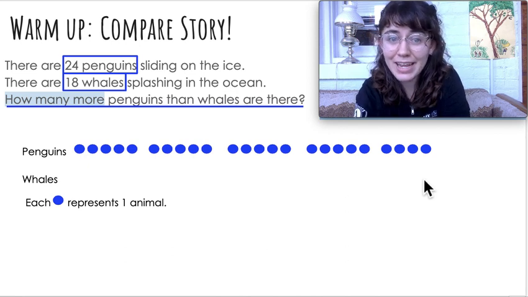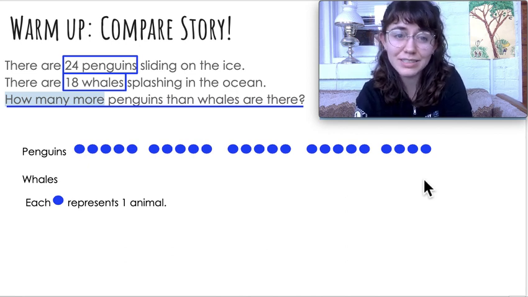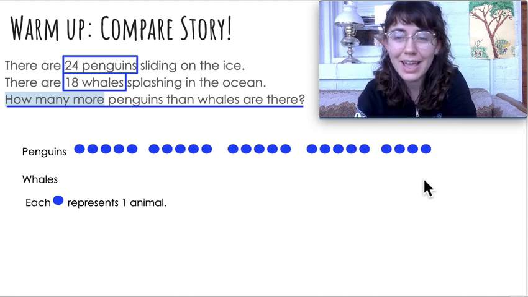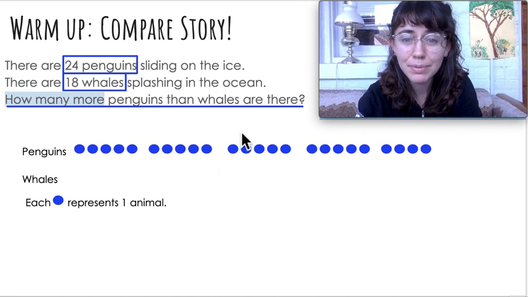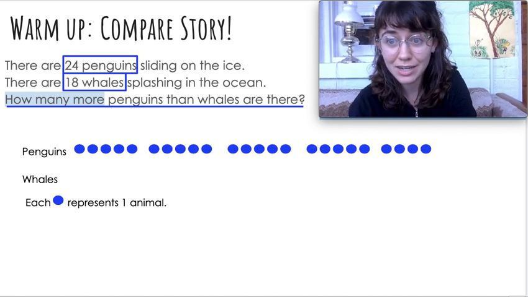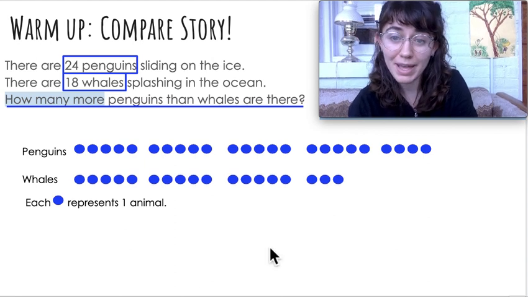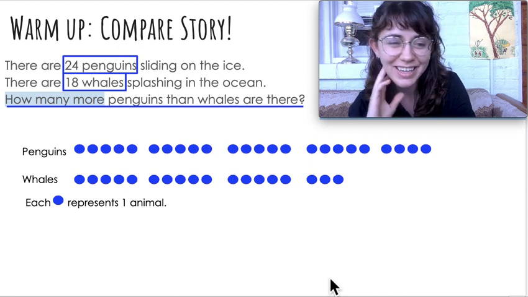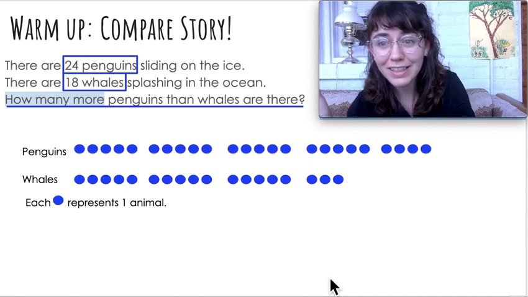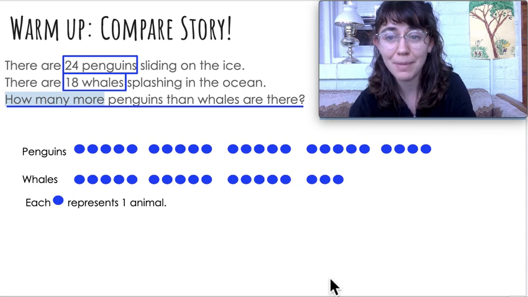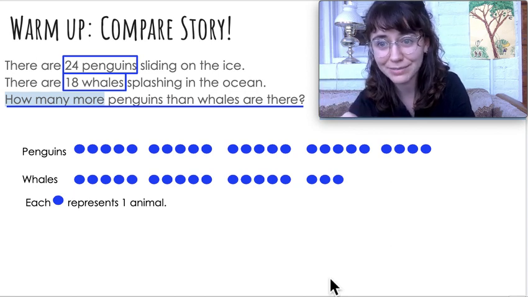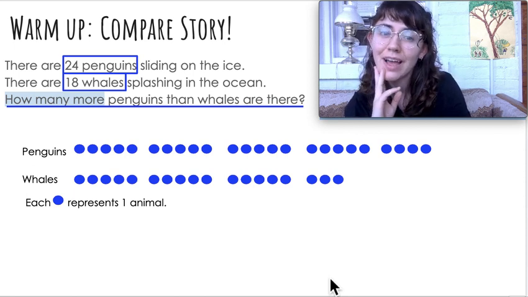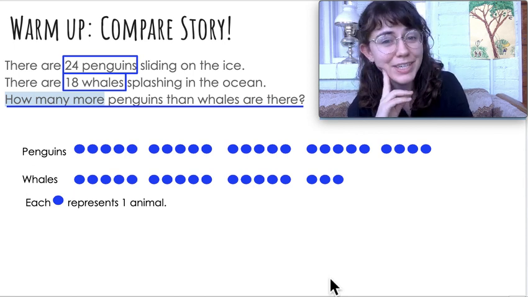Then I want you to go ahead and also draw your dots for whales. There's 18 whales, and so make sure that you have 18 total. And you also want to line them up so that it's easy to compare. So this is what mine looks like, and I'll give you a little time to catch up. Don't stress. But the reason we're drawing this is so it's easy to look and compare to count how many is the difference. So we're doing groups, and pause the video if you need a little extra time.